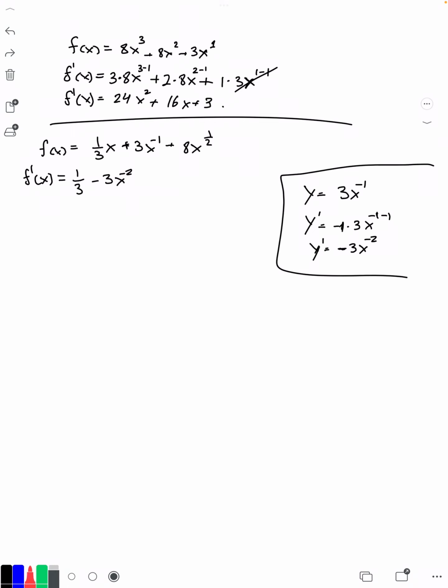Now let's look at 8x to the power of half. So we're doing the same, half multiplied by 8x, and we have half minus 1, so minus 2 over 2, which will make it easier to solve. So we're going to have y prime, half multiplied by 8 is 4x to the power of minus half. So we're just going to write it down. So we're going to have f prime equals 1/3 minus 3x to the power of minus 2 plus 4x to the power of minus half.